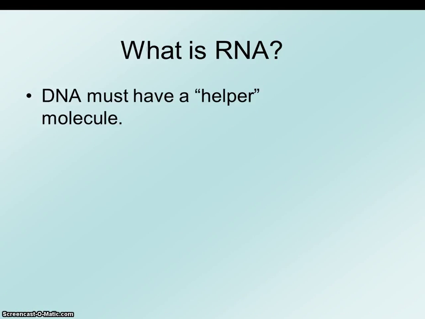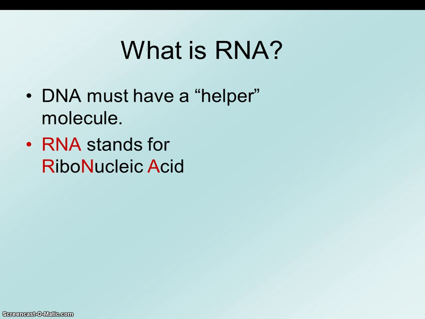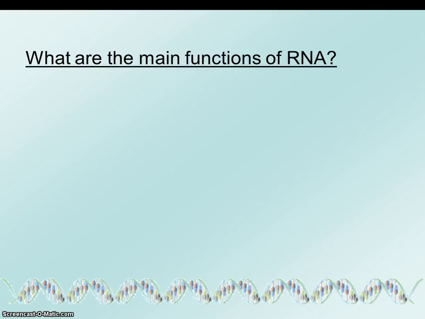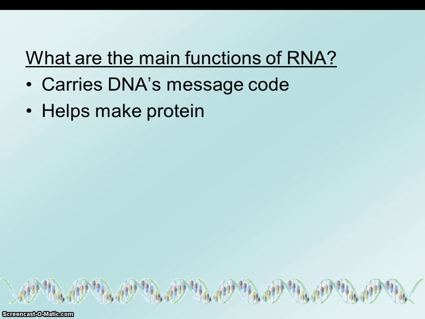We know RNA is considered or known as the helper molecule. It stands for ribonucleic acid. The sugar that makes up RNA is called ribose, a little bit different than the deoxyribose sugar that makes up DNA. Remember, RNA is also a polymer of nucleic acid, so it is still made up of nucleotides. That would be the monomer. Some of the functions of RNA.